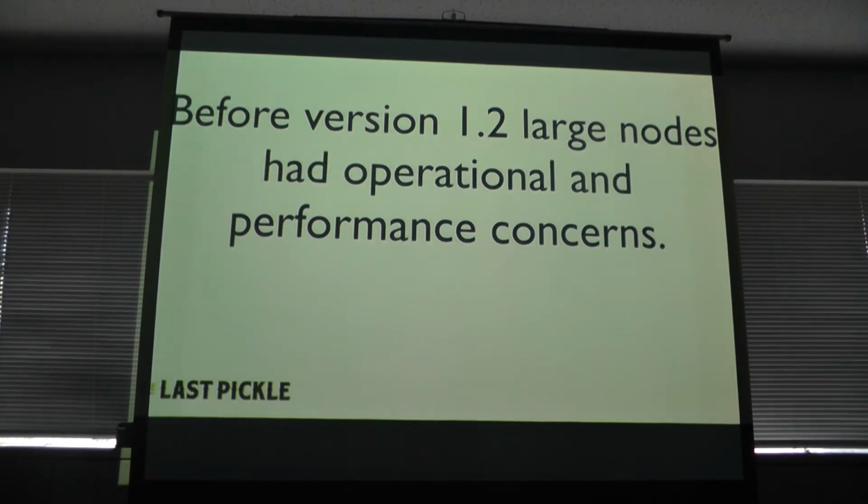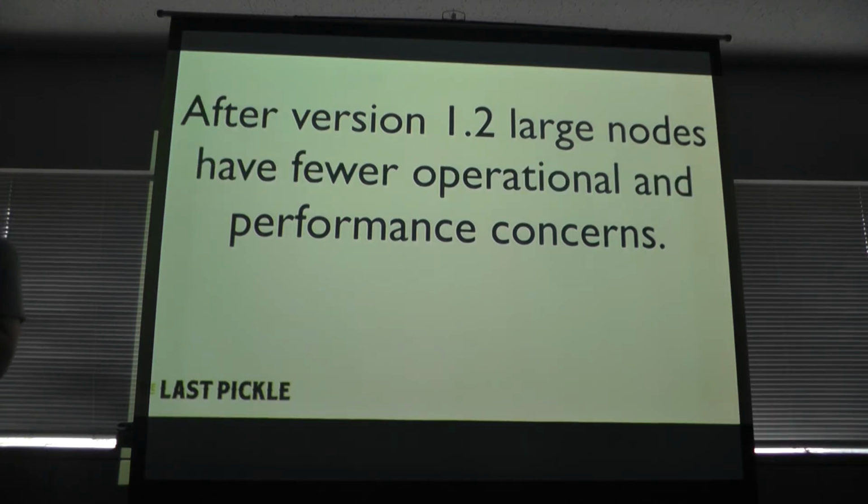So prior to version 1.2, large nodes in Cassandra had operational and performance concerns. They were difficult to manage and they would have bad read latency. After version 1.2, these large nodes have fewer concerns, but they're still there, and we need to be aware of how Cassandra works so we can understand the problems.